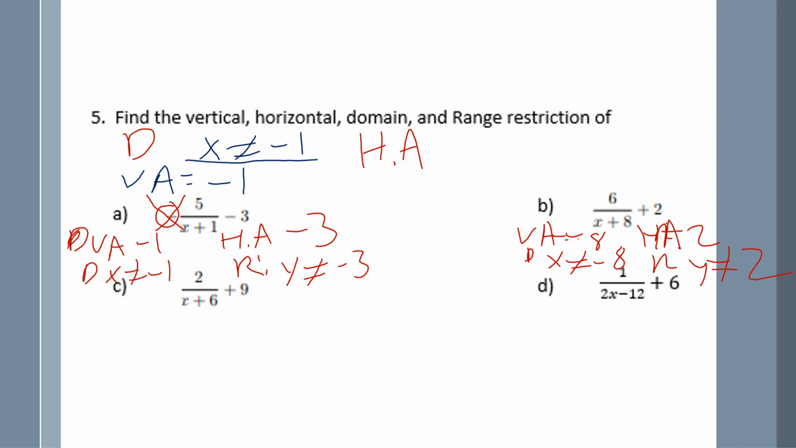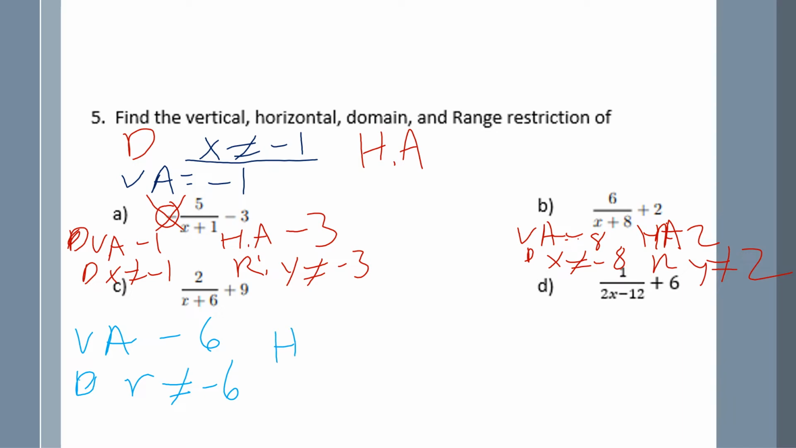Okay? And again, on the test, I won't be asking you about range restriction, so you don't have to worry about that. We'll be asking you for vertical asymptote, horizontal asymptote, and domain restriction. All right, let's do the third one. So the vertical asymptote is -6. The domain, x cannot equal -6, because otherwise it becomes undefined.